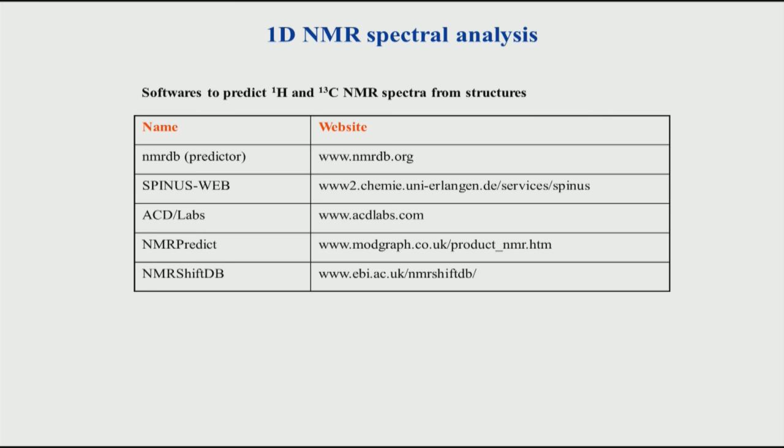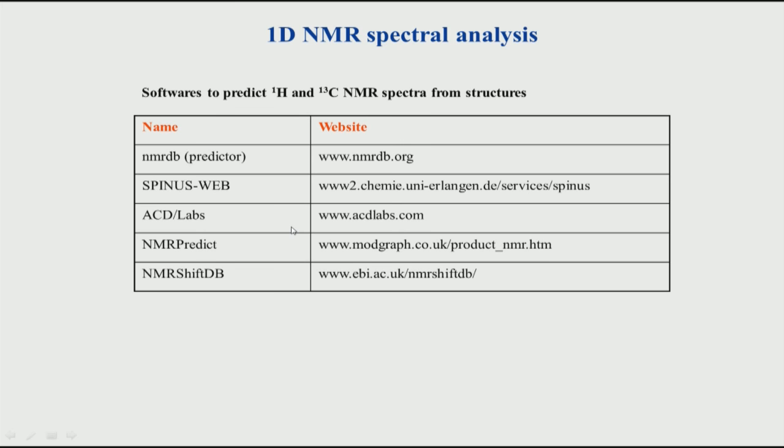So, if you know the structure, you predict the chemical shifts of hydrogen and carbon and you match them with the chemical shifts you get from the NMR spectrum. That is called assignment, and many of these softwares help you to do that. Some of them are freely available, some of them are paid, but overall you get a good idea from this. All the things which we worked out in the previous slides are implemented in these softwares.